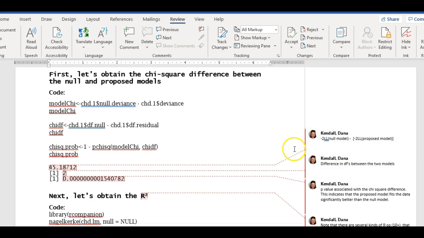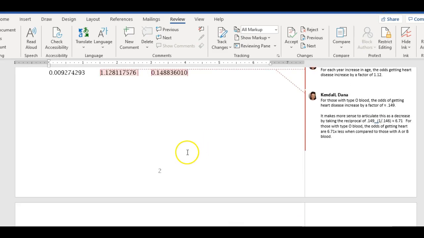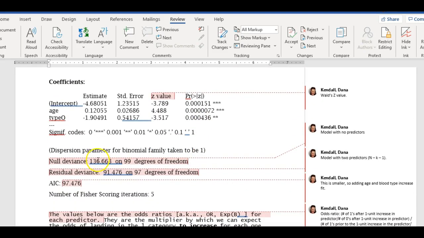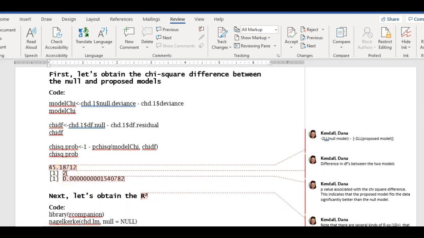And so we're going to calculate the difference between these two models, and it's giving us the probability. So all of this code generates this output. The first line is 45 point something, and that is the difference between the two chi-square values, from the null model to the proposed model. And remember, the null model is going to have the bigger of the two. So subtract, basically, I think 91 from 136, and that's what you get, 45. And that's located here.